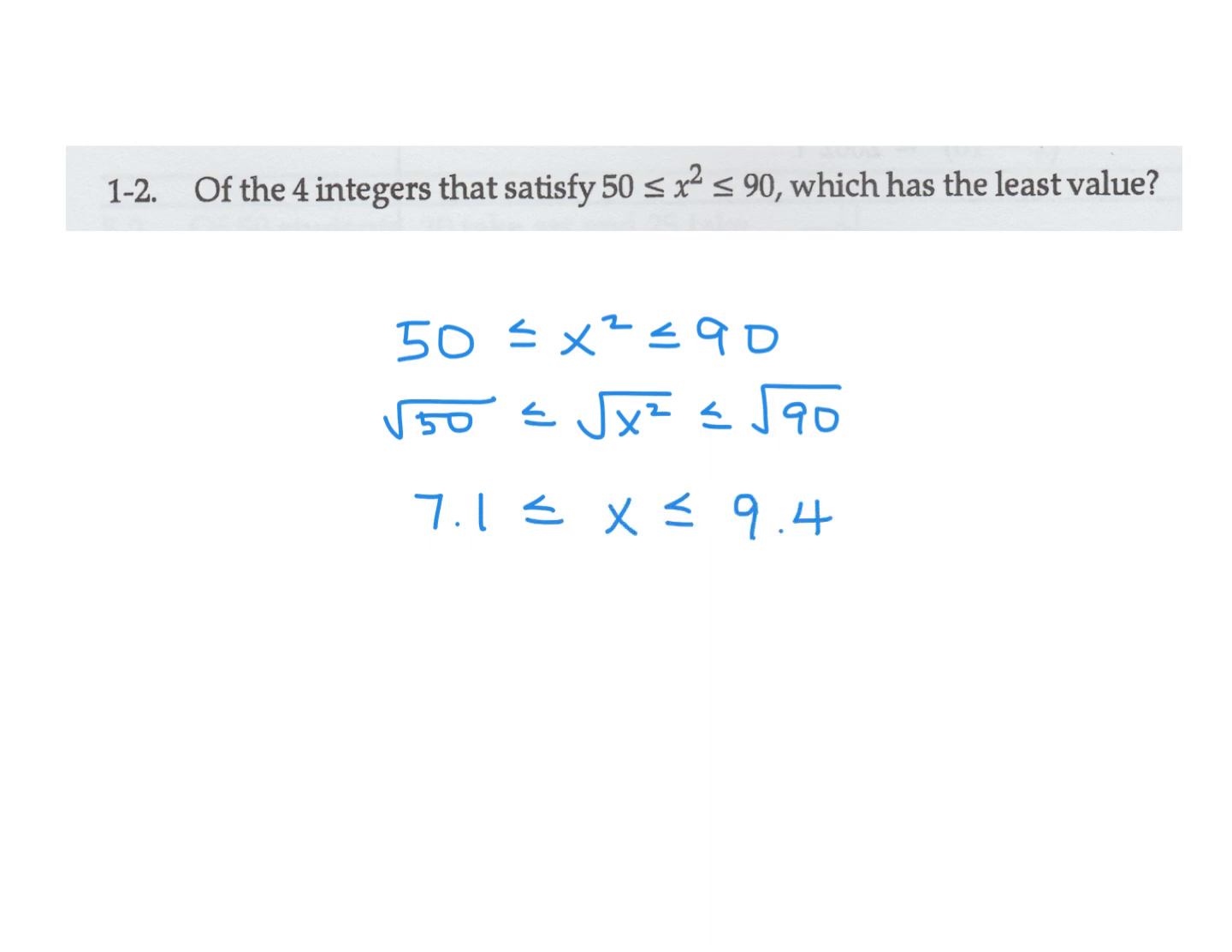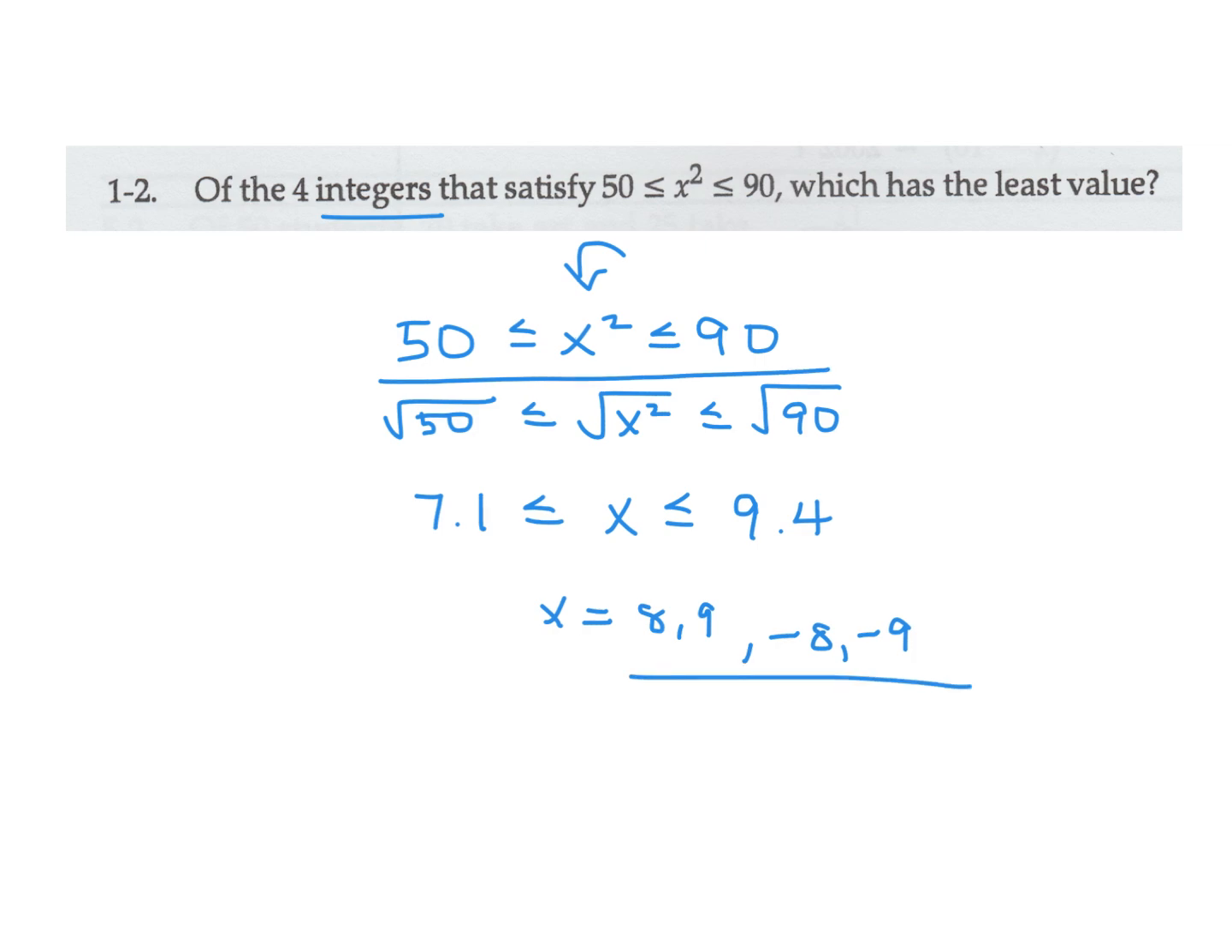So since x is an integer, x looks to me like it's either 8 or 9. But here's the thing. It could also be negative 8 or negative 9. Correct? Because if you put negative 8 into there, or negative 9, and square it, it becomes a positive number, and therefore would satisfy that inequality. So those are the 4 values of x.